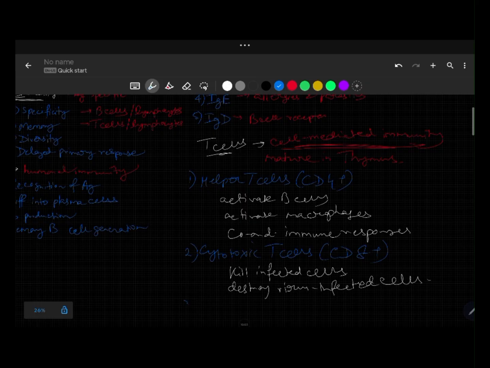And the last one that we have are regulatory T cells. These prevent excessive immune responses and maintain self tolerance.